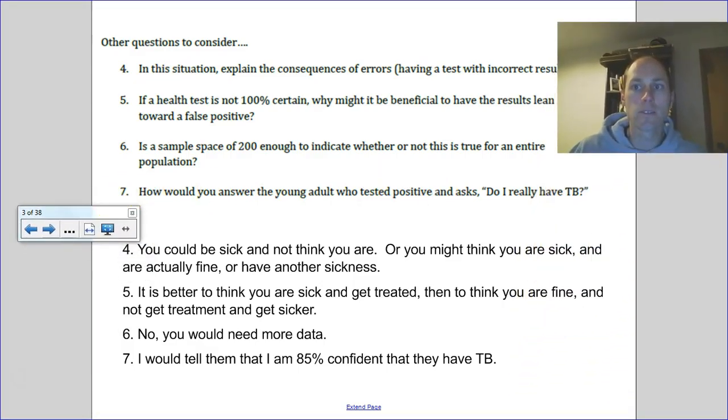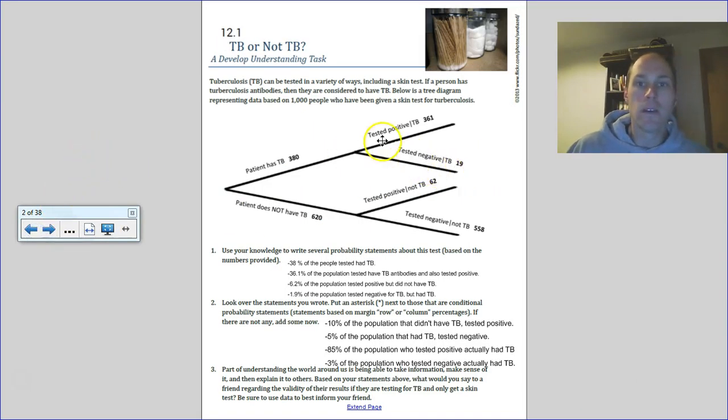Well, that's where we talk about the false positives. So a false positive is where it says you tested positive, but you don't actually have it. Or a false negative where you test negative and you do actually have it. So what's the problem with those? A false negative or a false positive?